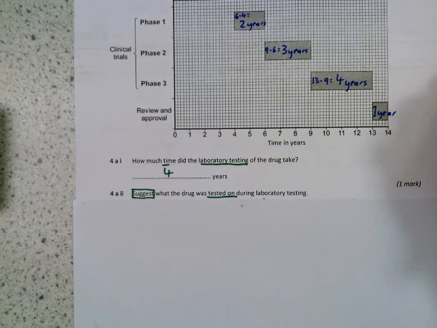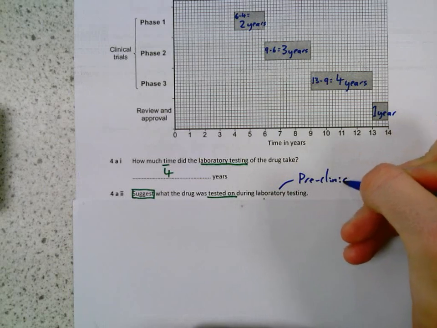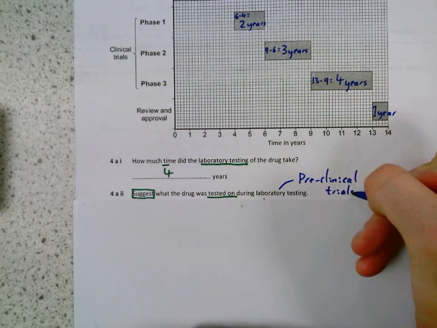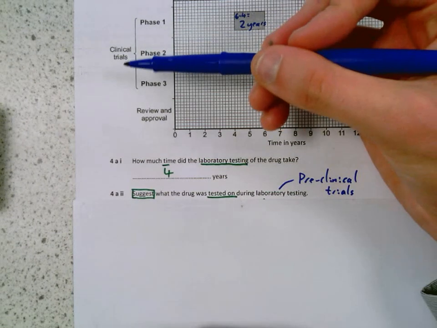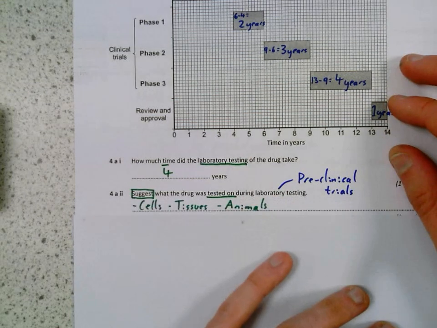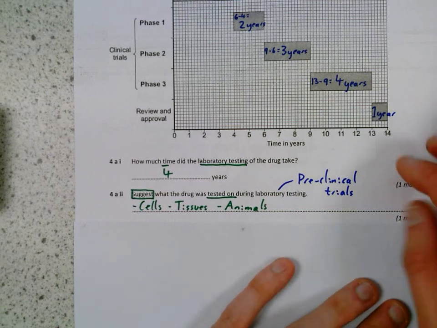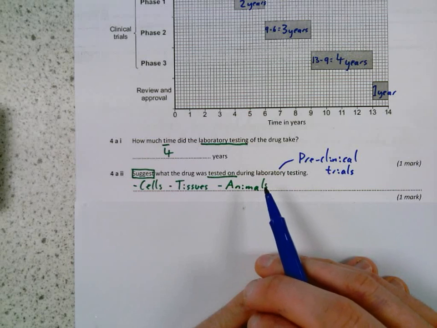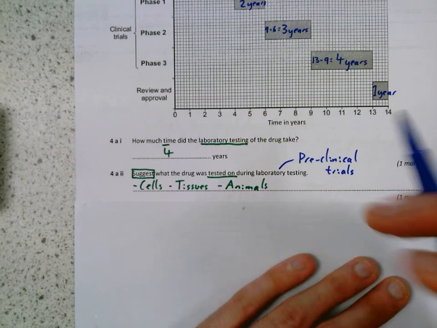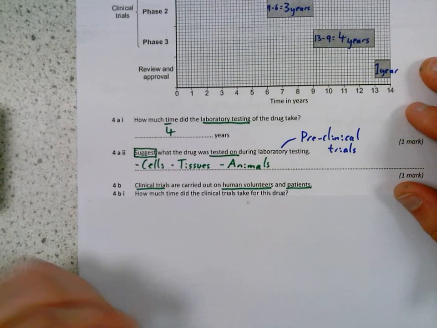Suggest what the drug was tested on during laboratory testing. Remember, laboratory testing we sometimes call pre-clinical trials. These preclinical trials are the ones before we get to clinical trials, which is where we test on human beings. So here you could test on cells, you can test on tissues, or you can test on animals. If you'd named an animal that was reasonable, such as a mouse or a rat, you could have that mark. Cells, tissues, or animals for a mark. Then clinical trials are carried out on human volunteers and patients.